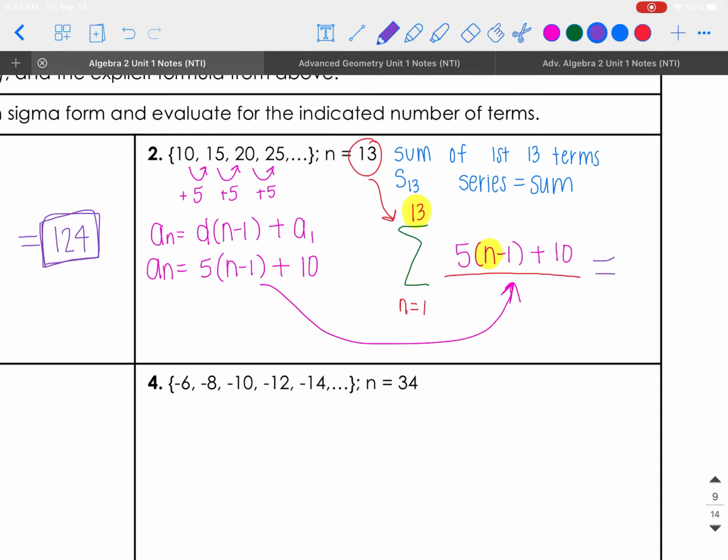So now we're going to type this into our calculator. I'm going to walk you through it, but I'm not going to show you. All right, so in your calculator, hit the math button.